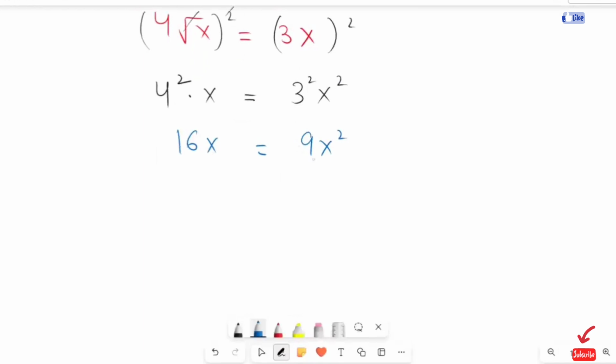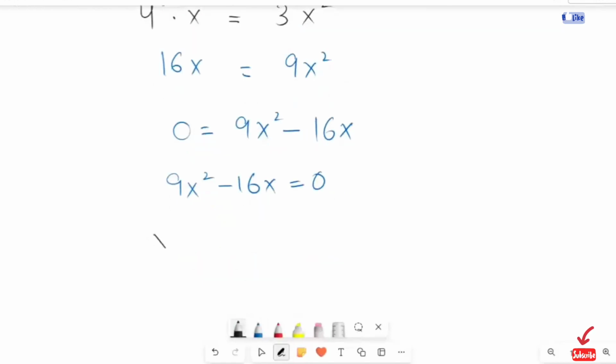Now I am going to take this 16x to the right hand side. So it will turn to 0 is equal to 9x squared minus 16x. Now I can write this equation in this form. It will be 9x squared minus 16x is equal to 0. Here I am going to take x common. So here 9x is remaining, minus 16 is remaining, is equal to 0.